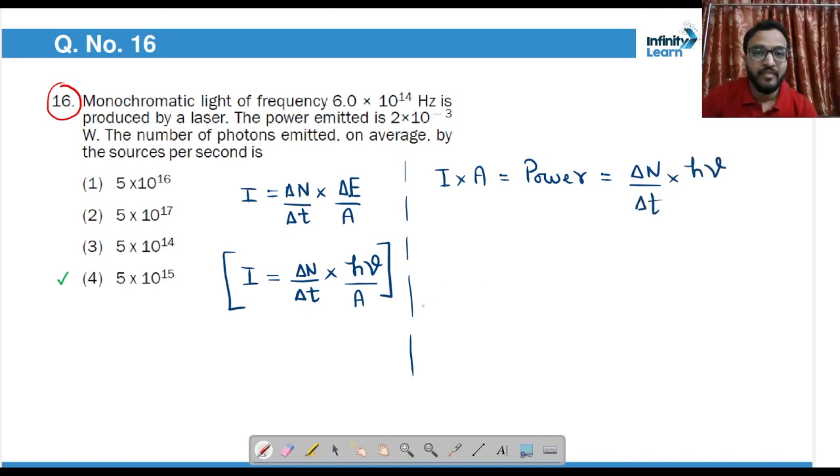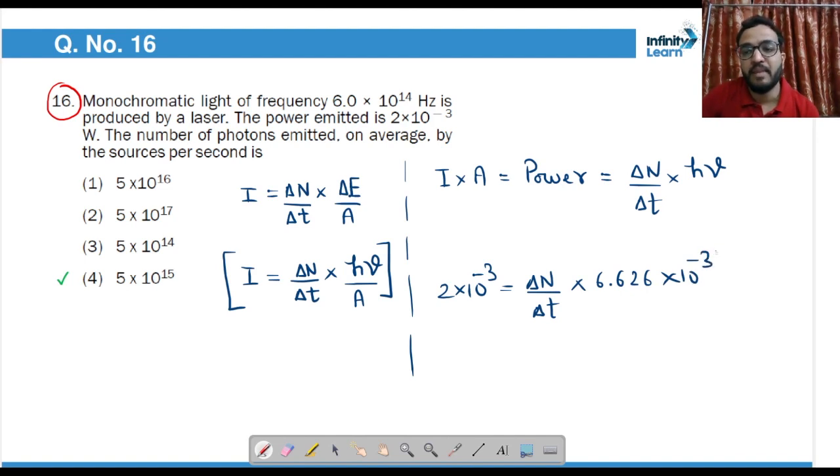Got it? Now power is given to us as 2 into 10 to the power minus 3. So delta N by delta T is the number of photons per second. Now what is h? 6.626 into 10 to the power minus 34, and the frequency is how much? 6 into 10 to the power 14. Now everything is given. You just put the values and get your right answer. Is it okay? Yes or no?